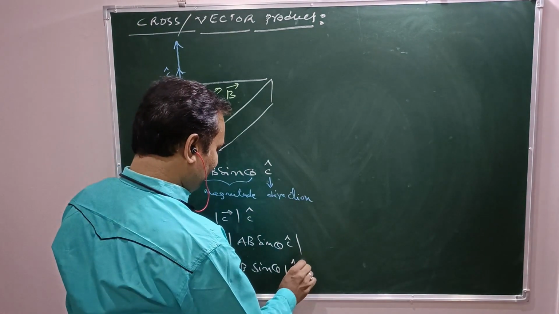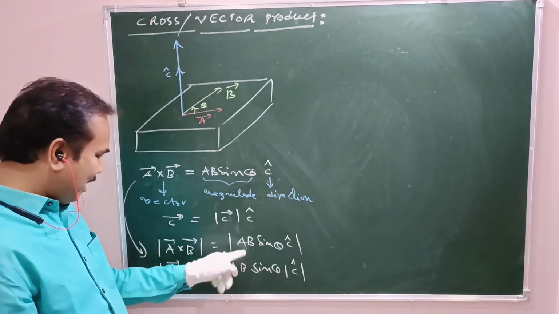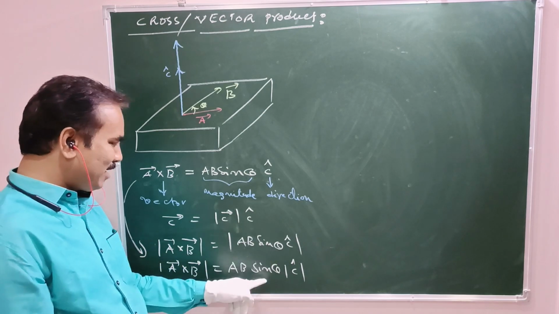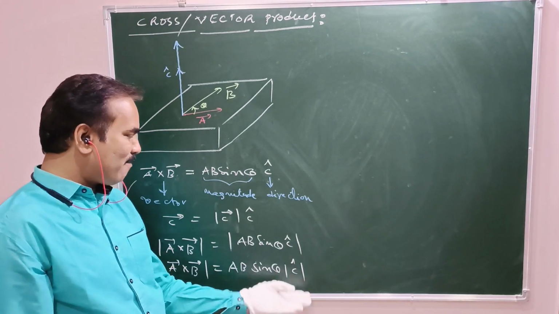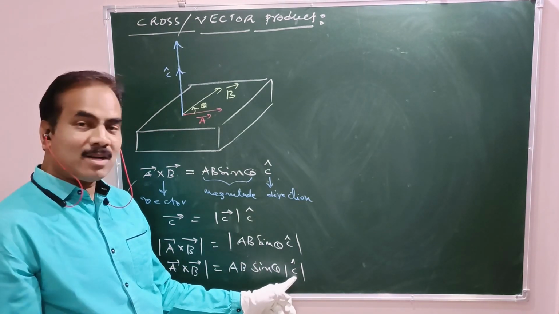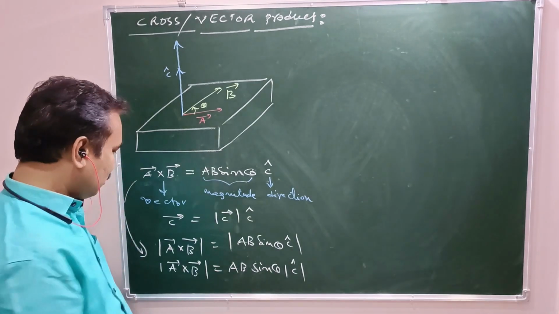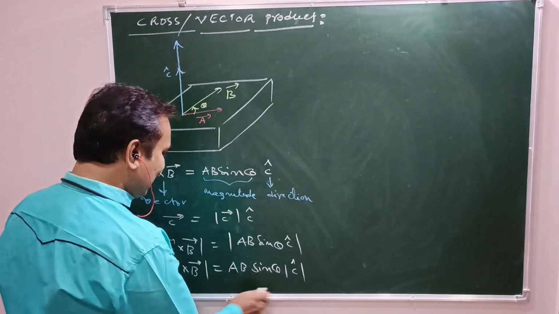Mod C cap. Mod A means A, mod B means B, mod sin theta means sin theta. That is, mod C cap, I am writing mod C cap again. So mod C cap is 1.